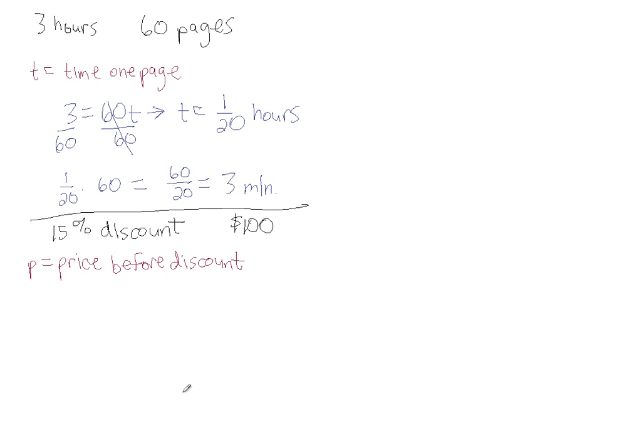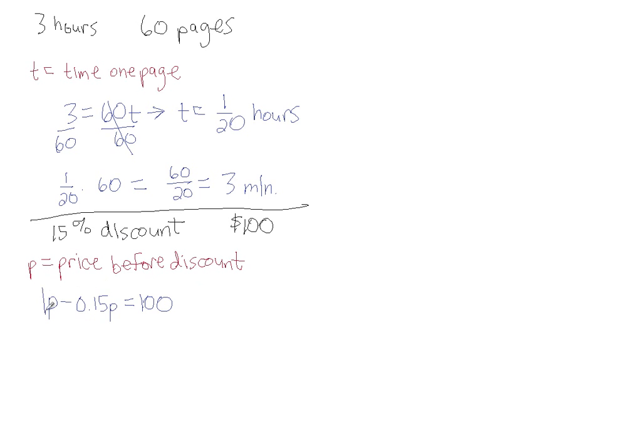So let's set up our equation. We can interpret this as the price, P, minus 15% of the price is $100. So the price P minus 15%, or 0.15, of the price, so we're going to multiply 15% times the price, equals 100. And here's our equation. So we have the original price minus 15% of the original price will give us $100. So we want to find out P in this.